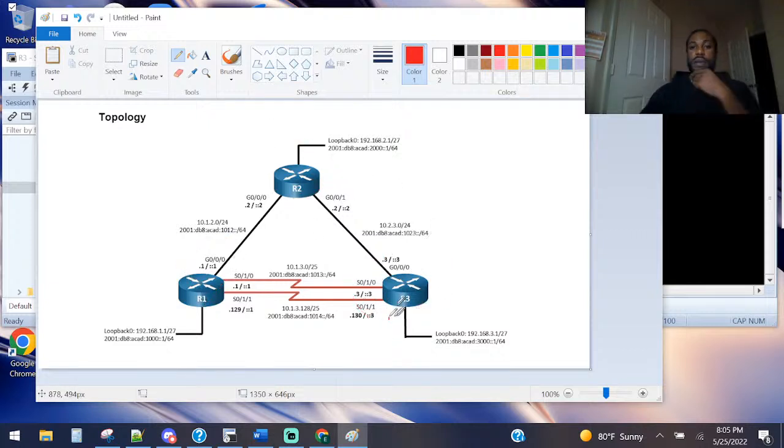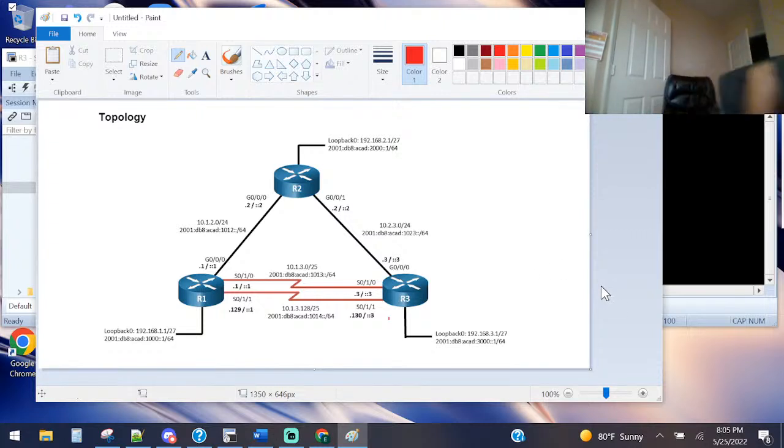Let me just triple check back there to see if that's how I got it cabled up, because I did it a couple days ago. I can't remember. Let's see. Yeah, I think everything is correct. Router 1 to router 3 has a serial cable. And then there's another serial cable going from router 1, so there's 2 serial cables going from router 1 to router 3. And I believe they are all cabled up.